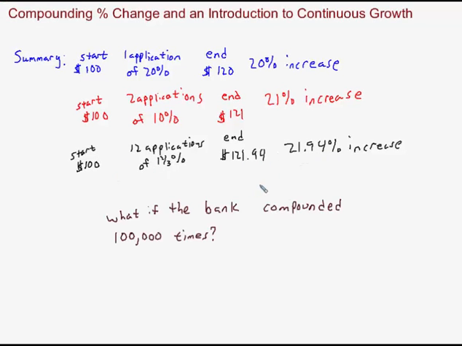I want to exaggerate this one step further and ask, what if the bank compounded 100,000 times? This may seem crazy, but you actually can compound something 100,000 times, 1,000,000 times, 10 billion times, and the more you compound it, the closer you are to what's called continuous growth, which is considered infinitely many compoundings. And again, a compounding is just an application of the interest.